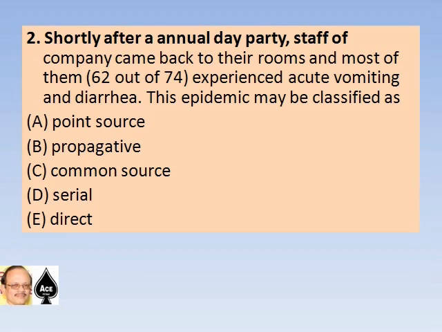Shortly after an annual day party, staff of a company came back to their rooms, and most of them, that is 62 out of 74, experienced vomiting and diarrhea. This epidemic may be classified as which one? Point source, propagative, common source, serial, or direct. The answer is point source.